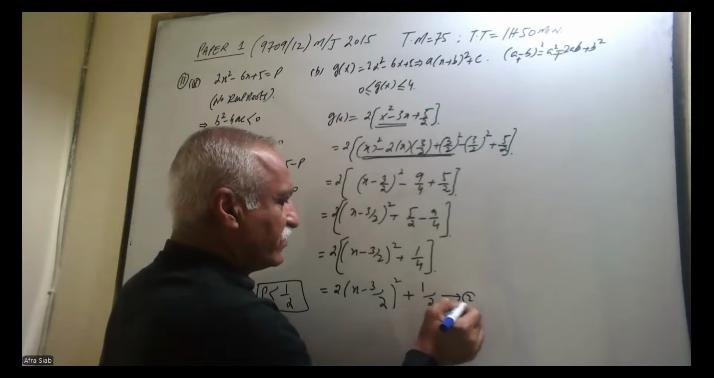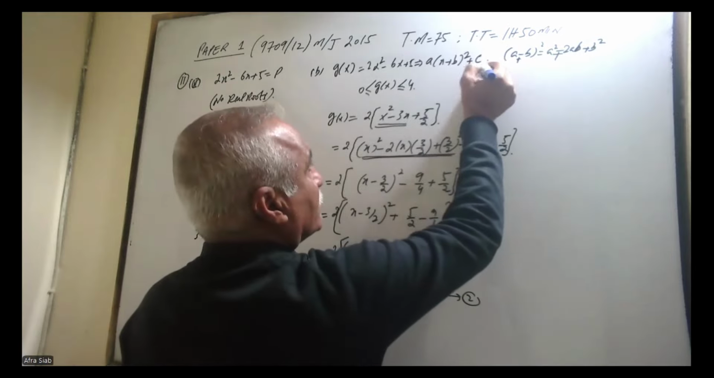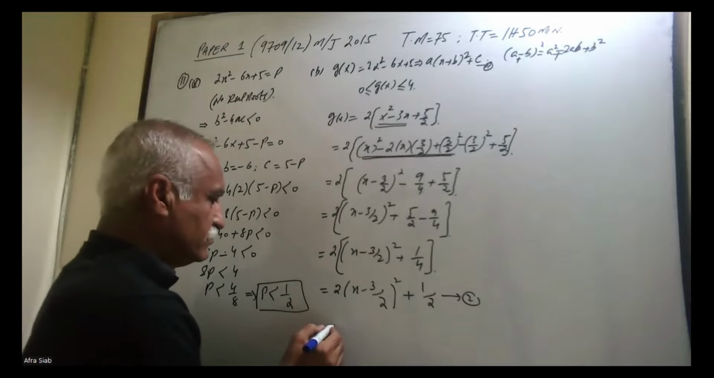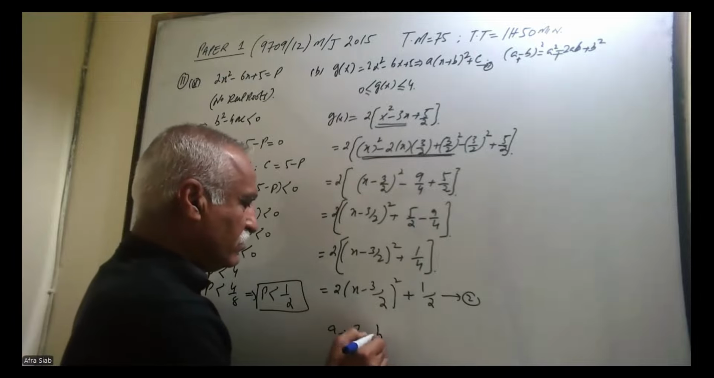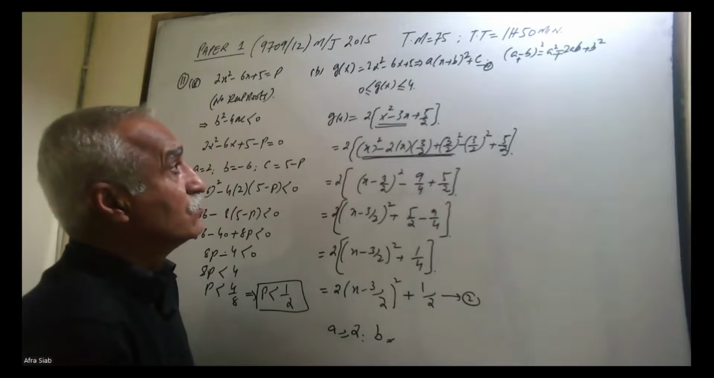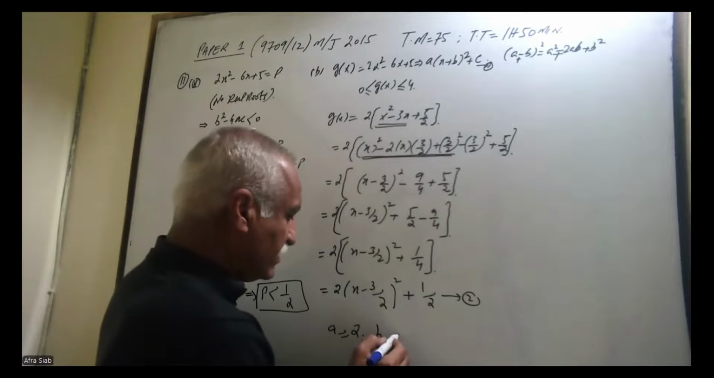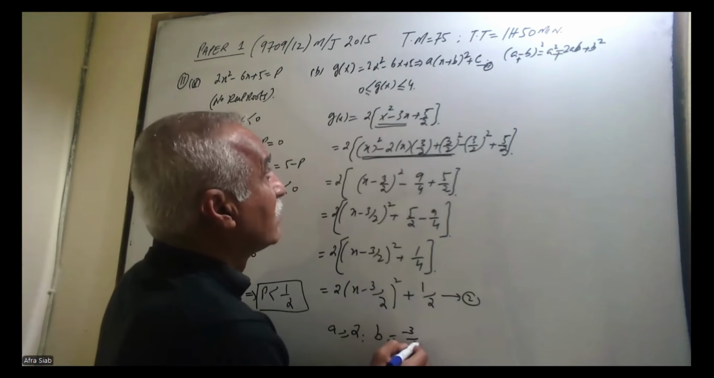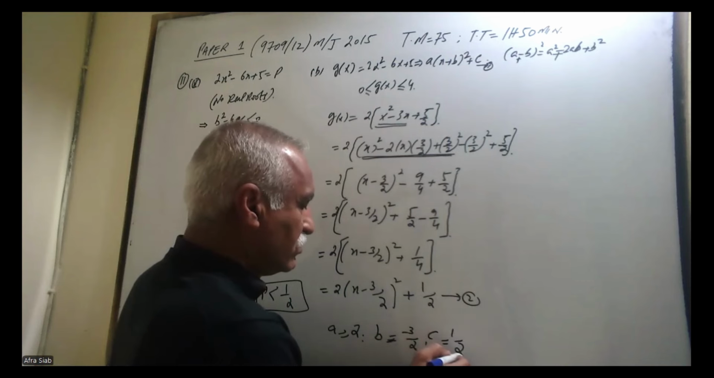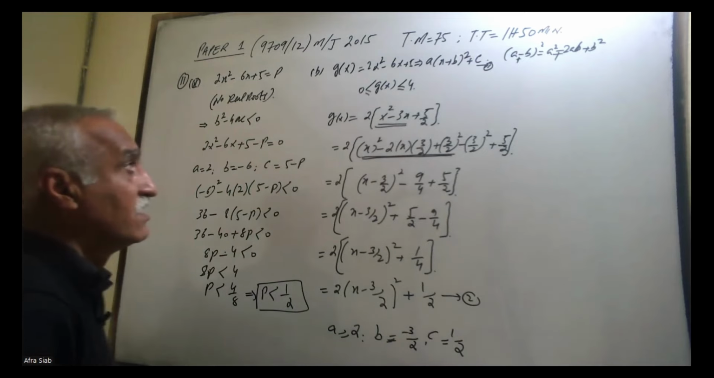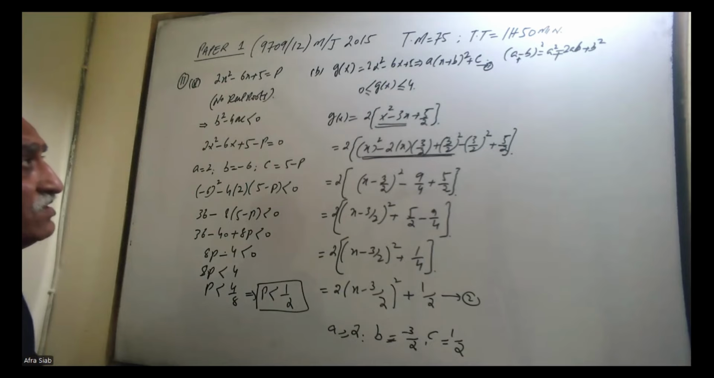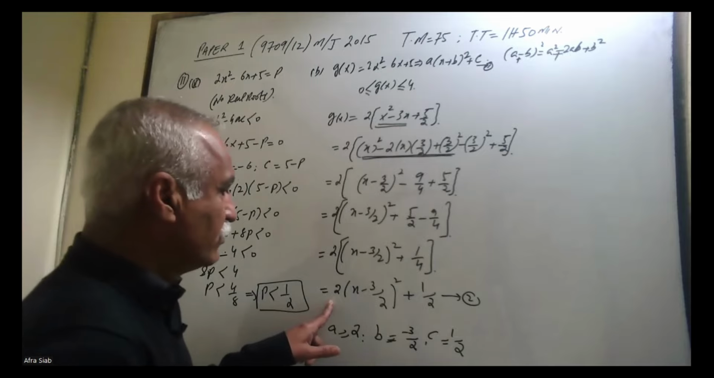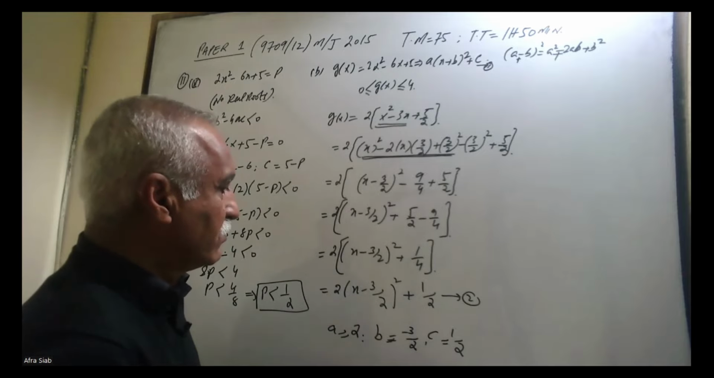If we compare it with the standard form in which we have to convert it, the a value is 2, the b value is basically equal to minus 3 over 2, and the c value is equal to half. Now they are asking what is the range of this. So if you put 0 in it, its value is 2 into this plus half.